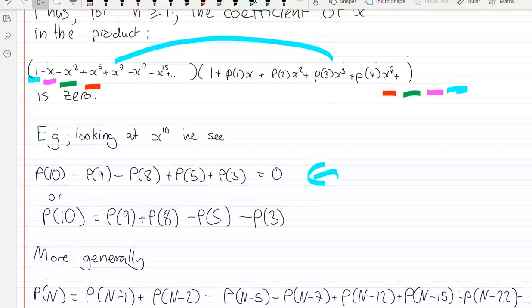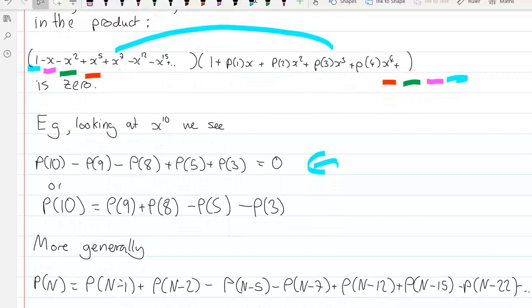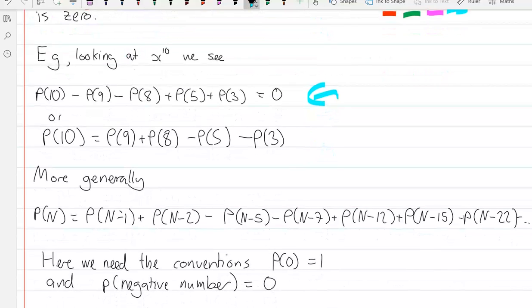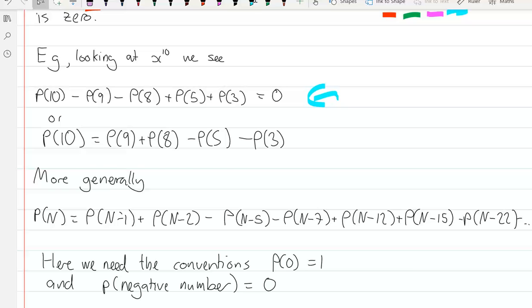More generally, we've got that Pn is equal to P(n minus 1) plus P(n minus 2) minus P(n minus 5) minus P(n minus 7) plus P(n minus 12) plus P(n minus 15) and so on. The numbers here are precisely those pentagonal-type numbers. And whether you're adding or subtracting them depends on the parity of the number of rows in those awkward partitions. So we can use this to actually start computing some things. We'll need some conventions. We'll need the convention that we start with there being one partition of 0, and that if this formula asks you to work out the number of partitions of a negative number, you just ignore it. There aren't any partitions of a negative number.